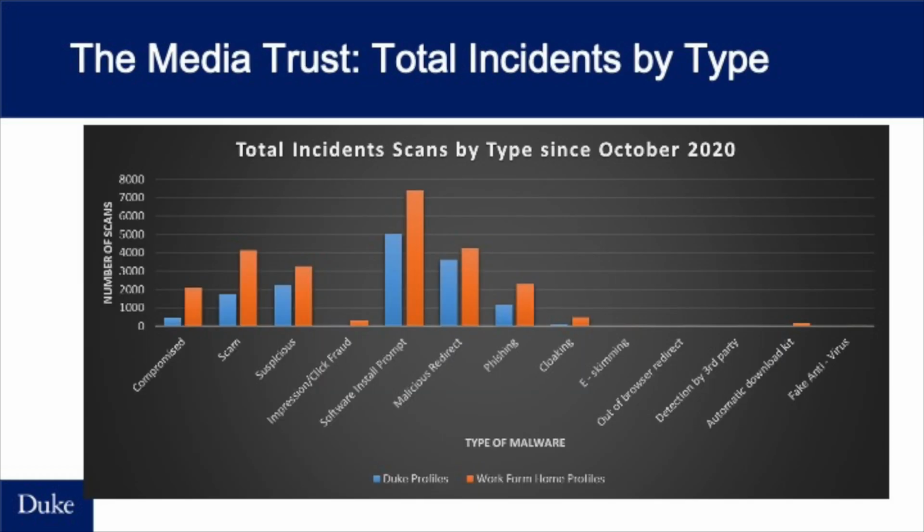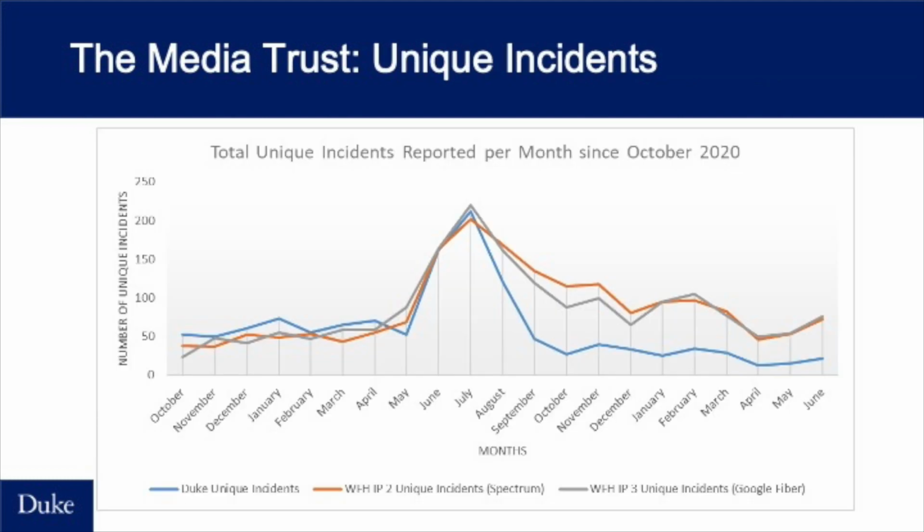Next, this shows total incidents by type, and as you can see, software installed prompts and malicious redirects are the highest, with scams coming in next. Obviously, that is pretty similar between our Duke profiles and our work from home profiles. Next, these are our unique incidents. These are individual hits, and again they show the trend over time. You can again see the increase in summer months, and a dip more in the spring months. It happened less this last year, however, there's still some indication of that trend occurring.